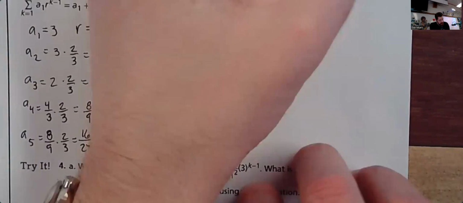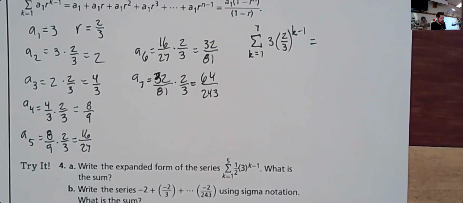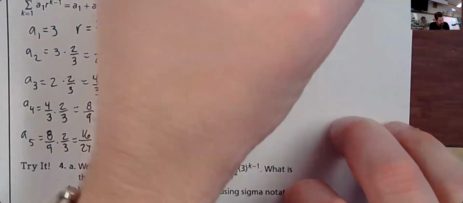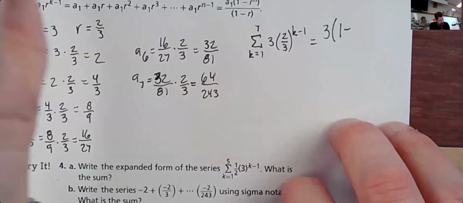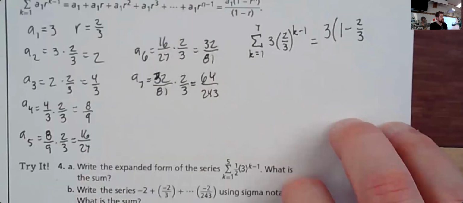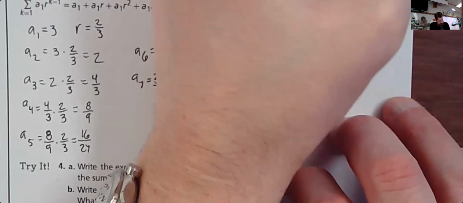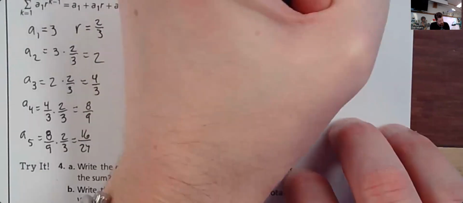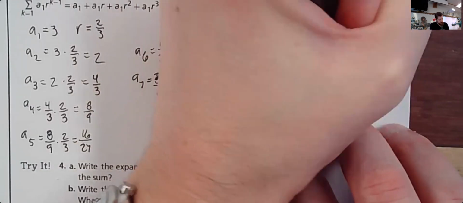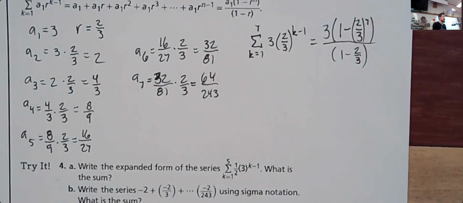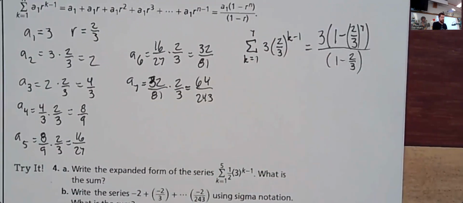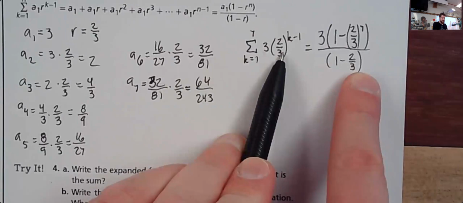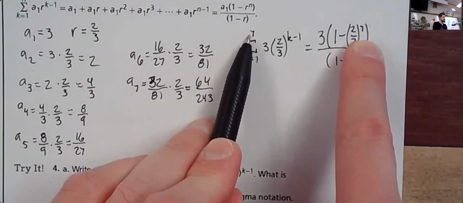So as the actual formula, this is going to equal the first term, 3, times 1 minus the common ratio of 2/3 to the power of 7 over 1 minus 2/3. That's how that translates. A sub 1 is here, r is here and here, and then n goes here.